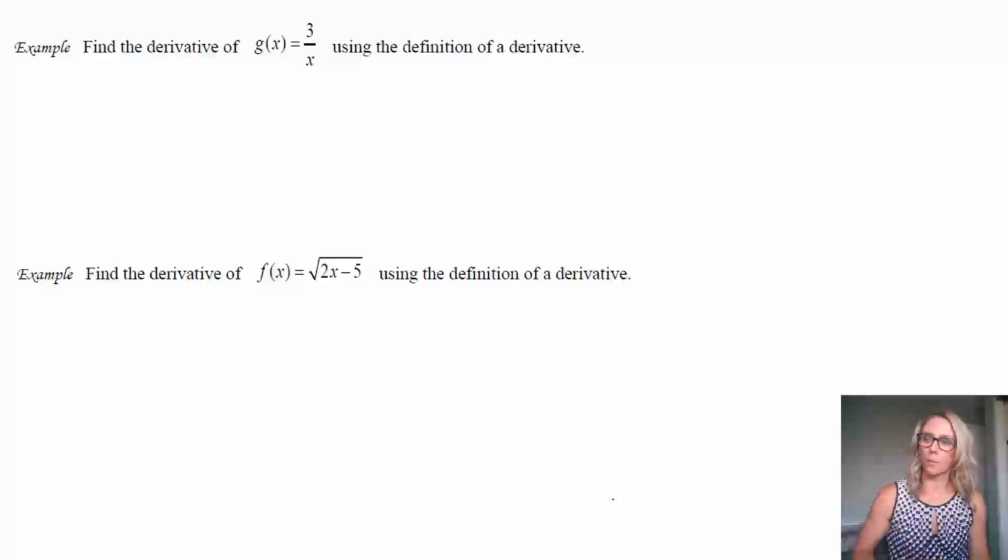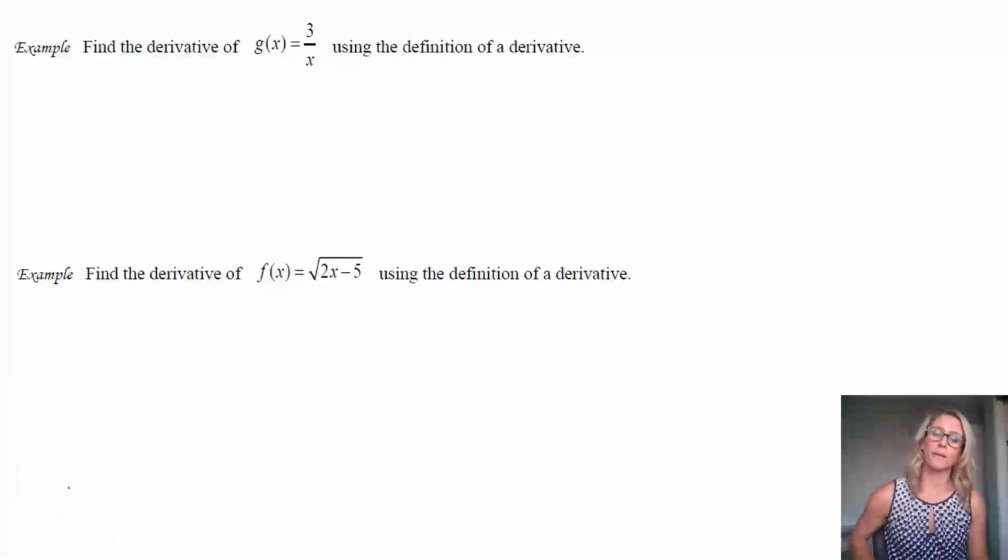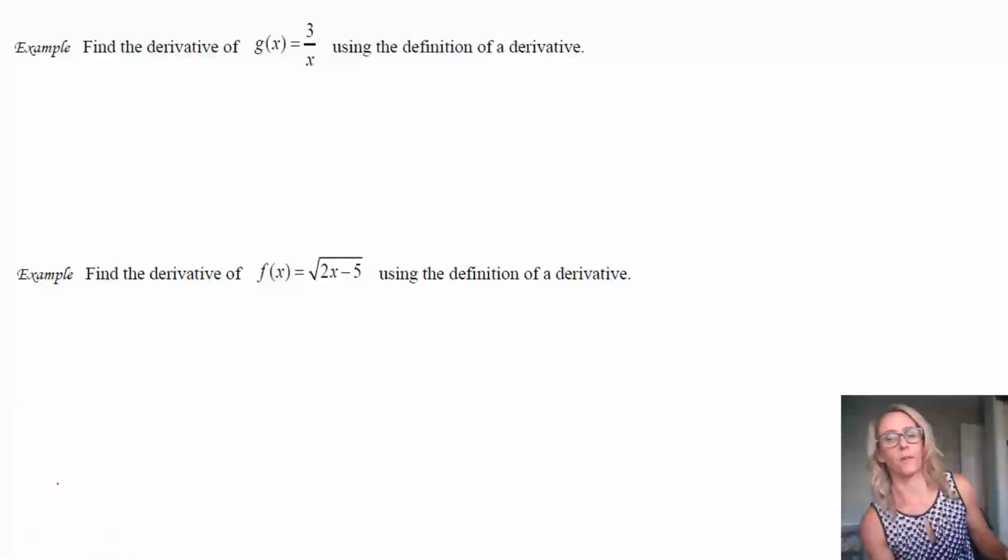Let's take a look at a couple more examples here. Honestly, it's just a lot of algebra. These types of examples here with the definition of a derivative are just a bunch of algebra. You do the setup and then you do algebra. So if you are strong in algebra, you are going to be in really good shape.